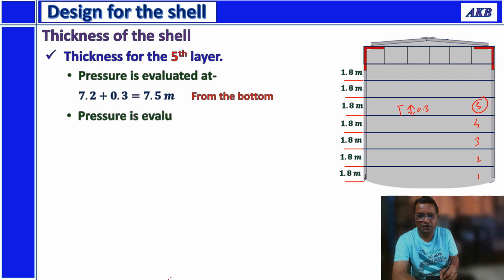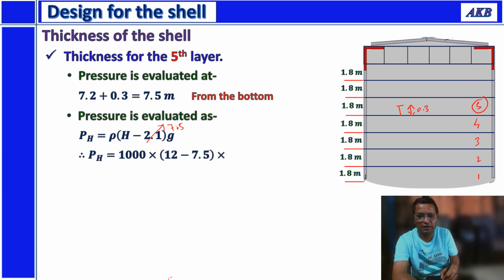Okay. So therefore pressure is evaluated by using this formula. This will be rho into H minus 7.5 into G. So if you put all the values, this will be 1000 into 12 minus 7.5 into 9.81, this comes out to be 47,088 Newton per meter square.